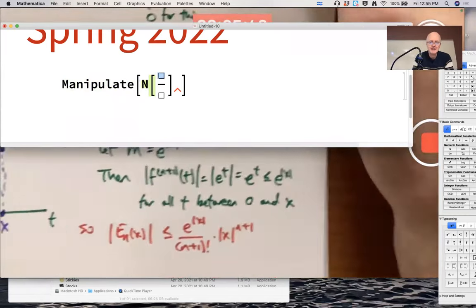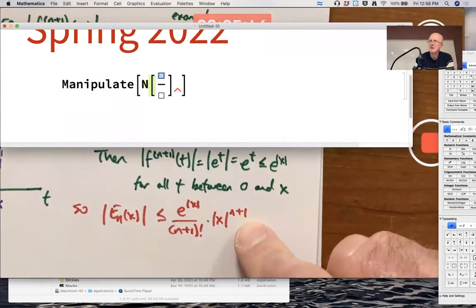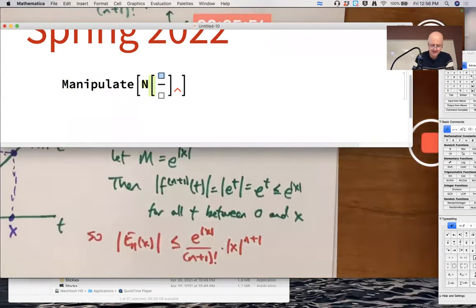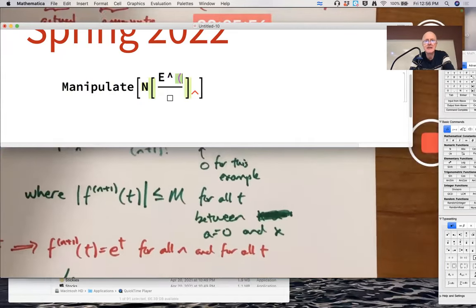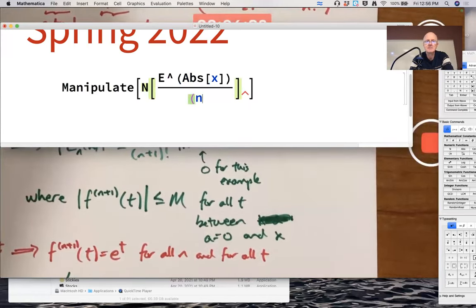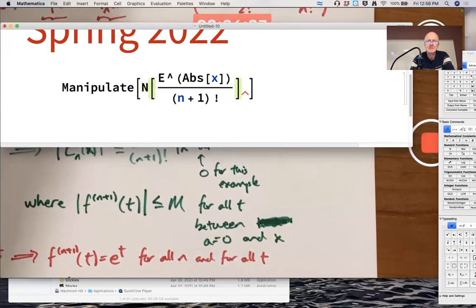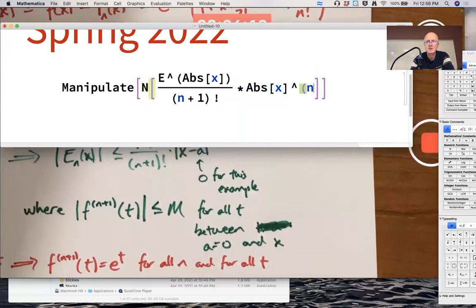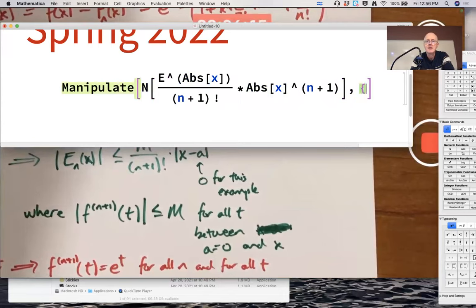I'm going to plug in this expression. And I'm going to allow myself to change x and n. So it's e to the absolute value of x in the top here, capital E to the Abs of x, divided by n plus 1 factorial, times the absolute value of x to the n, or excuse me, n plus 1 power. Let's start x at a value of 0.1, for example.